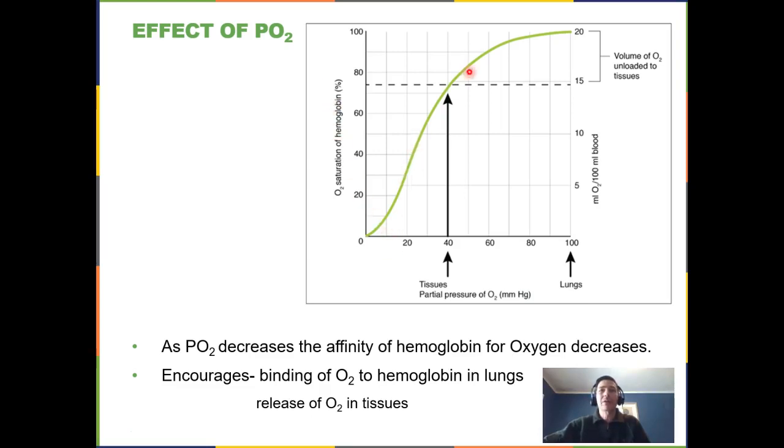So the higher this line goes, that means more oxygen is staying in the bloodstream and not getting into the tissue. What we see when we look at this graph is an exponential relationship. It's very steep. What that means is this encourages the binding of oxygen to hemoglobin in the lungs and encourages the release of oxygen from hemoglobin in the tissues.